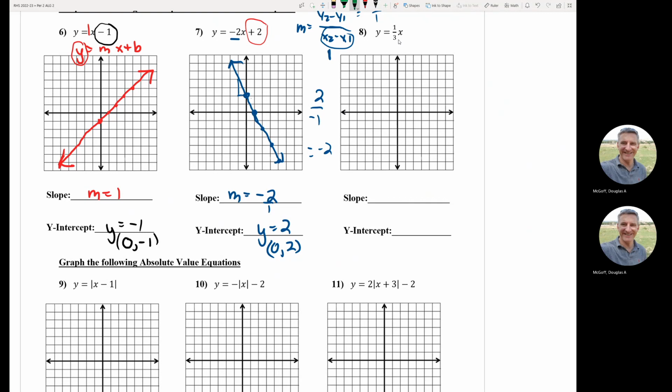Y equals 1/3 x. First things first, the y-intercept. Sophia, what is my y-intercept for this one? 0. Or you could say, if I set x equal to 0, what is y? 1/3 of 0 is 0. It's also the point 0, comma 0. When I put 0 in for x, y equals 0.